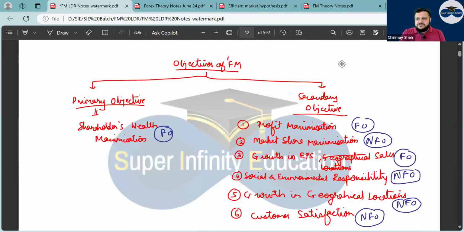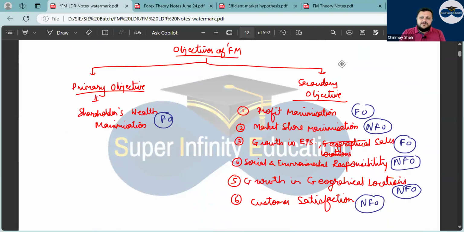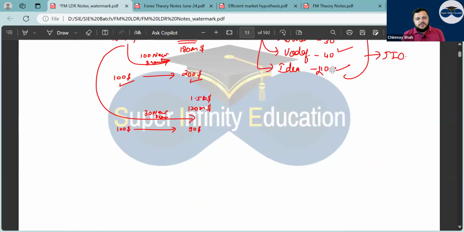Objectives of AFM: there are two types, primary and secondary objective. Primary objective is shareholder wealth maximization, and secondary objectives are profit maximization, market share maximization, growth in EPS, growth in geographical location, social and environmental responsibility, and customer satisfaction. The famous question in exam: which of these are financial objectives? Shareholder wealth maximization, profit maximization, and EPS are financial objectives. Market share maximization, social and environmental responsibility, growth in geographical location, and customer satisfaction are non-financial objectives.